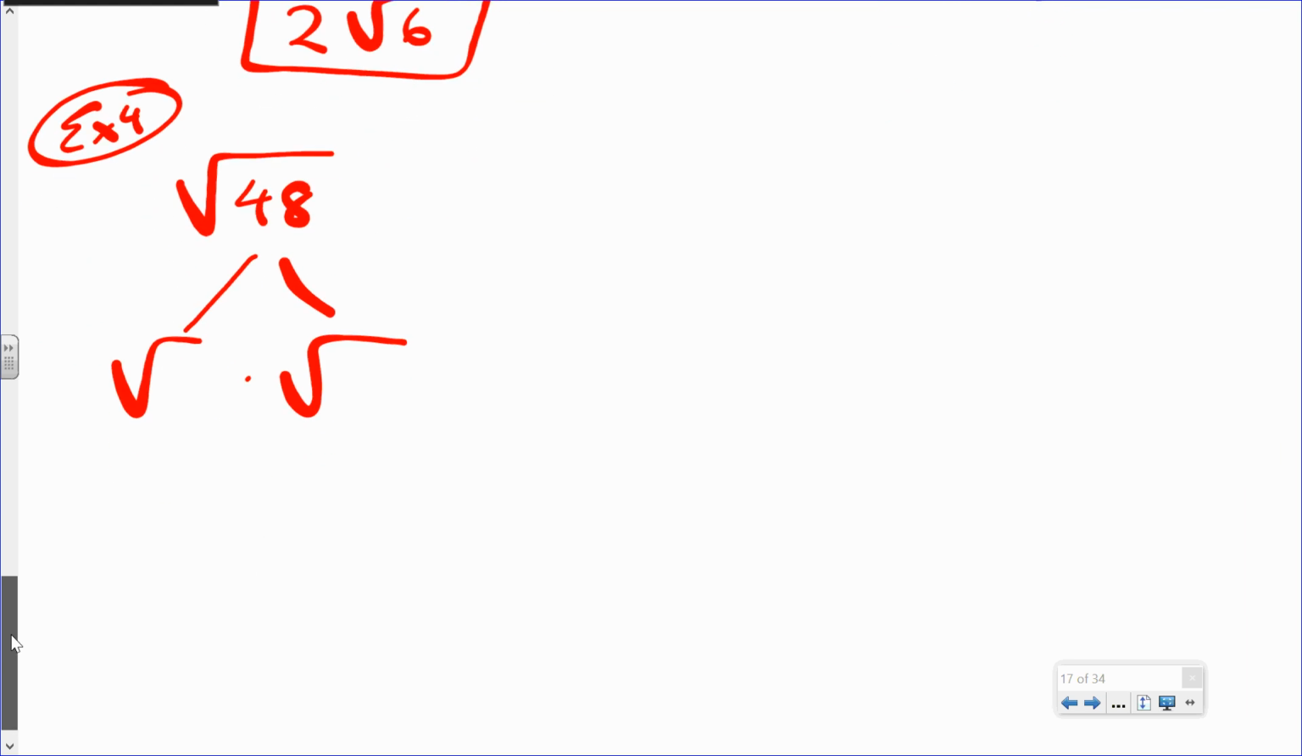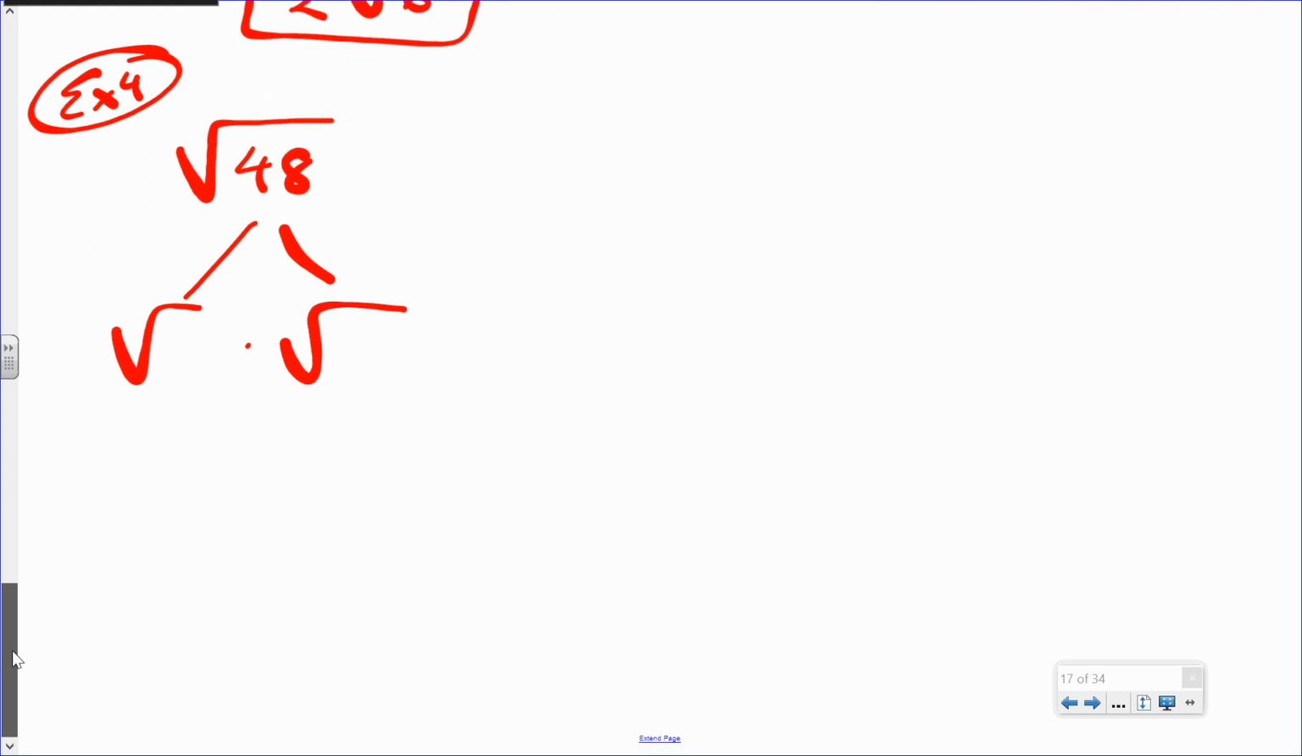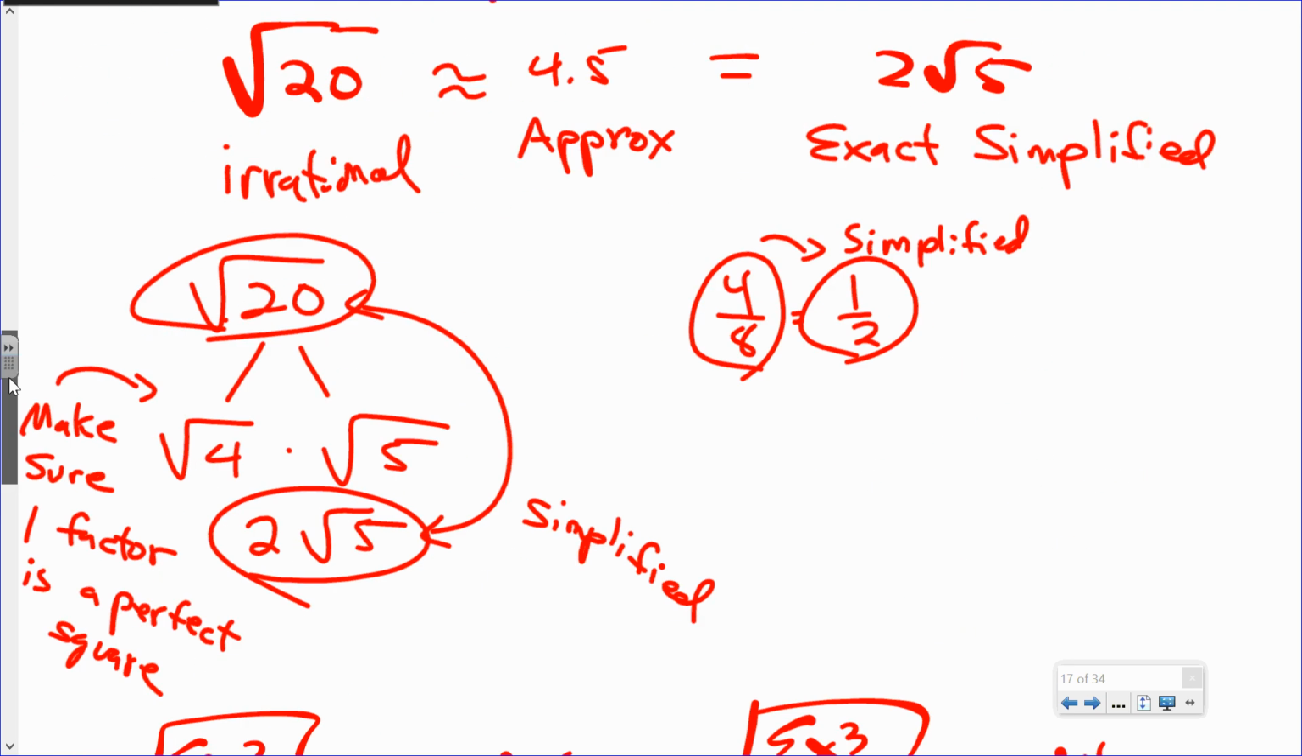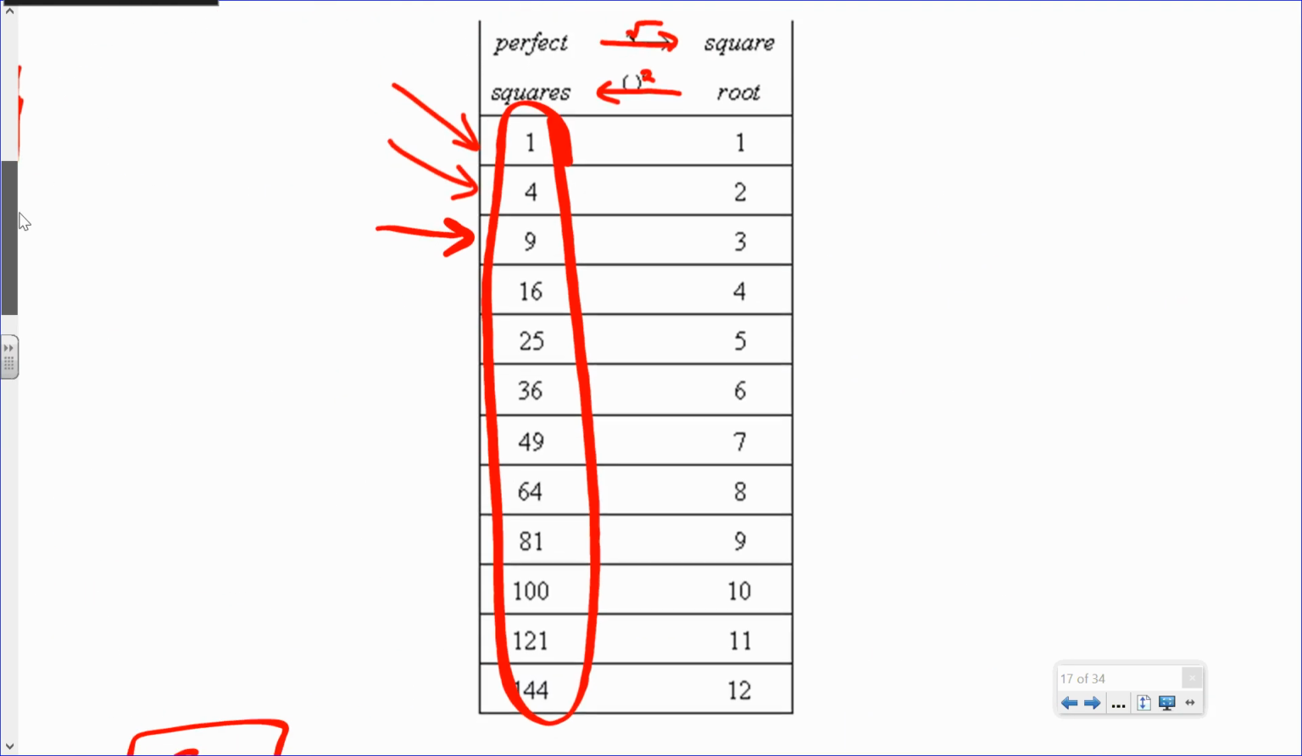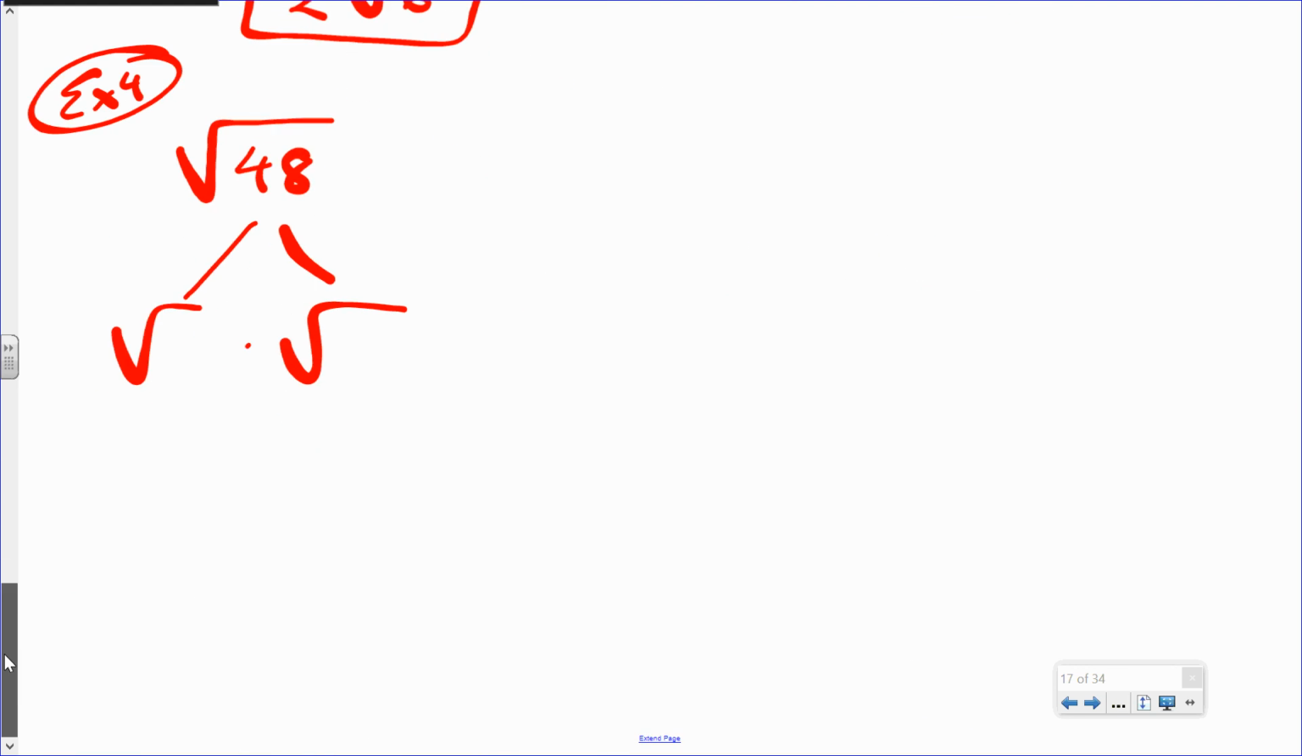So square root of 48 is irrational. So there's no such number times itself that becomes 48. So what is a factor of 48 from this list here? 4. 4 definitely fits into 48. Watch this. 4 times what is 48? I think it's 12, right? Okay, watch this though. Square root of 4 is 2, so I got 2 rad 12. But I can't stop there because rad 12 has perfect square factors in it, so I have to break down the rad 12.